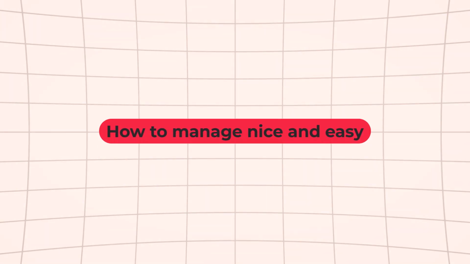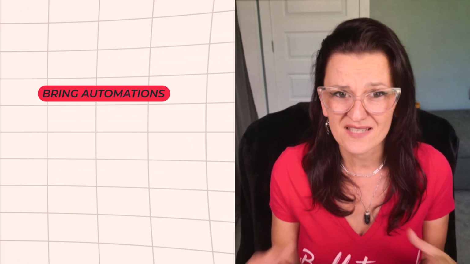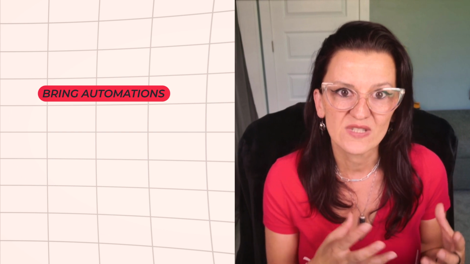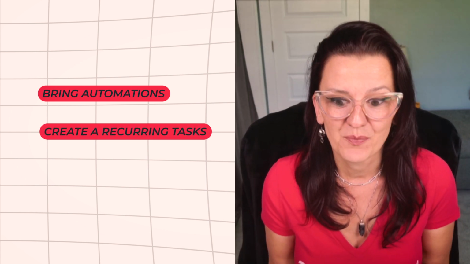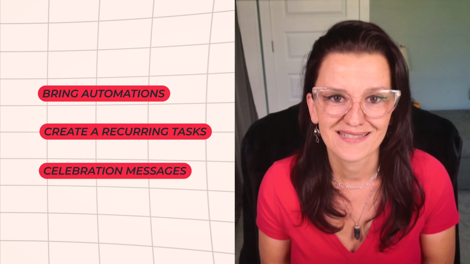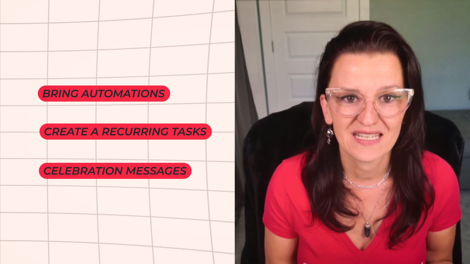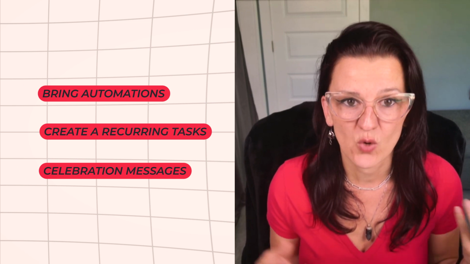Now let me give you a couple more ideas of how you really can manage your team nice and easily while making them feel really special. Bring in automations. Set up a welcome sequence that triggers automatically when your new team member joins your workspace. Create recurring check-in tasks that appear at key milestones. And my favorite, automatically send them celebration messages when team members hit important goals or complete their 30, 60, or 90-day training.